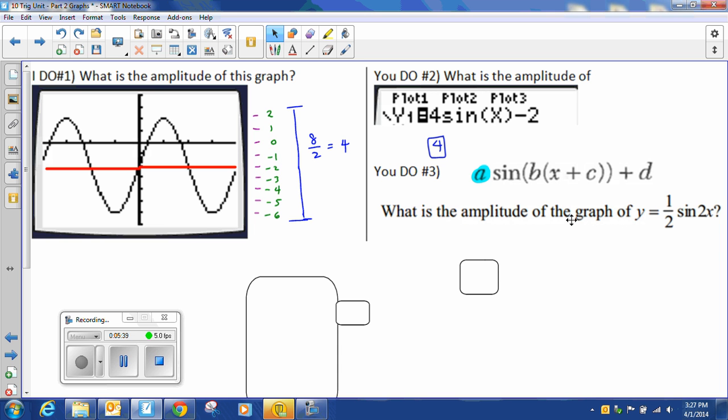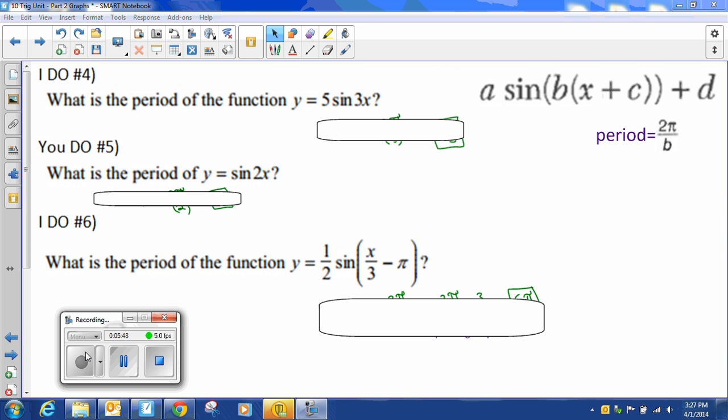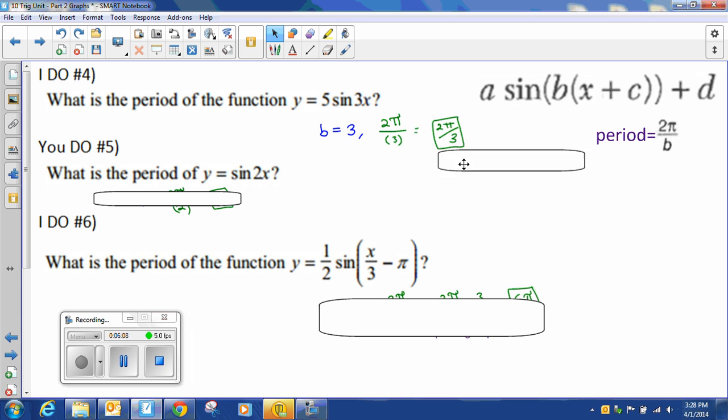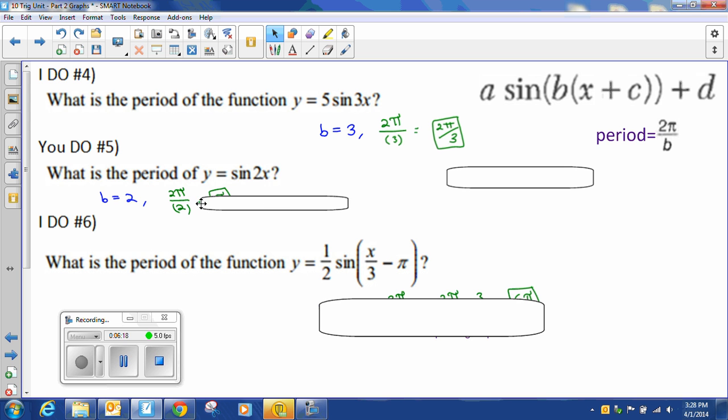Number 3, what is the amplitude of the graph of y equals 1/2 sine 2x? Just like you thought, the amplitude is 1/2. What is the period of the function y equals 5 sine 3x? Well, the period is 2 pi over b. b has to be recognized as the coefficient of the variable. So here it's 3. So b equals 3, 2 pi over 3 is 2 pi over 3. Very easy. Number 5, what is the period of y equals sine 2x? 2 pi over 2 reduces down to pi.